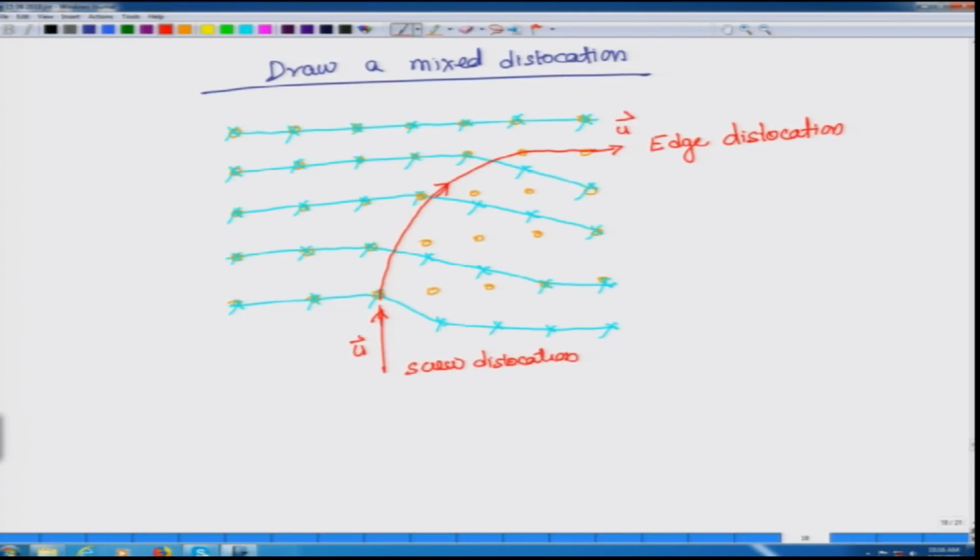If we had drawn only a line, without the atoms, then it would look something like this. We have drawn a quarter of the loop of what we had drawn earlier, and at this particular point we have screw, and at this particular point we have edge, and everything in between is mixed dislocation.